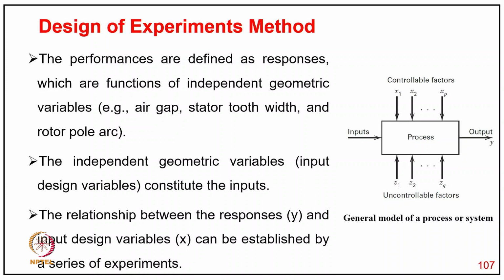For example, air gap, stator tooth width and total pole arc. The independent geometry variables are the input design variables that constitute the input, and the relation between the responses y and the input design variable x can be established by a series of experiments. That is the general method of process of this system.